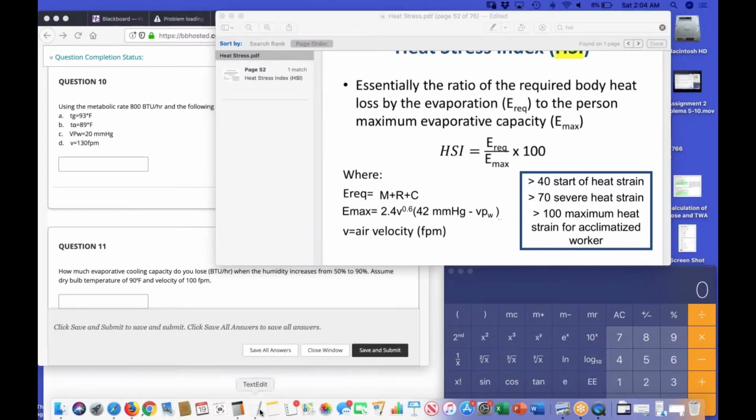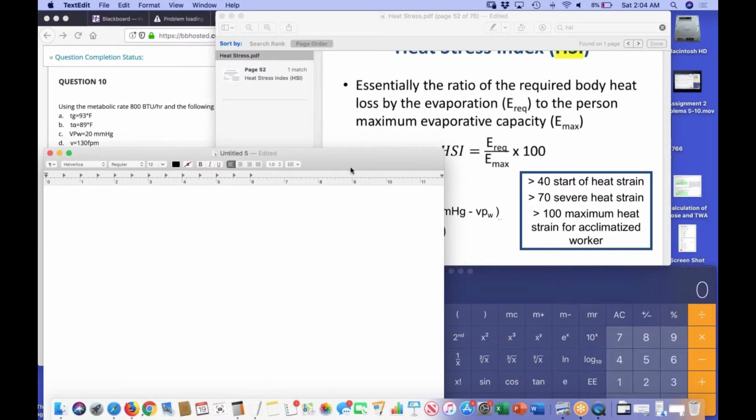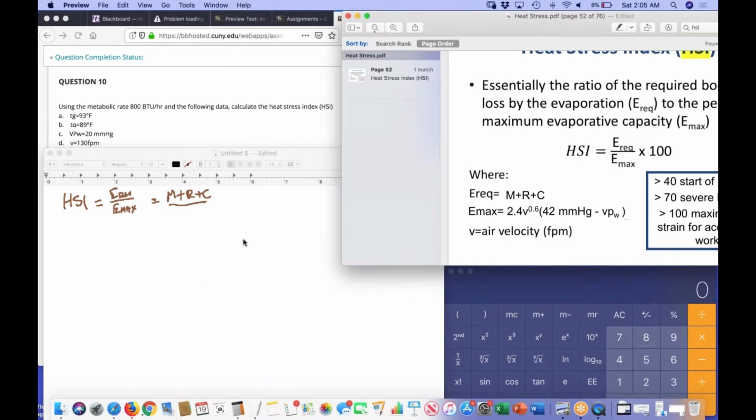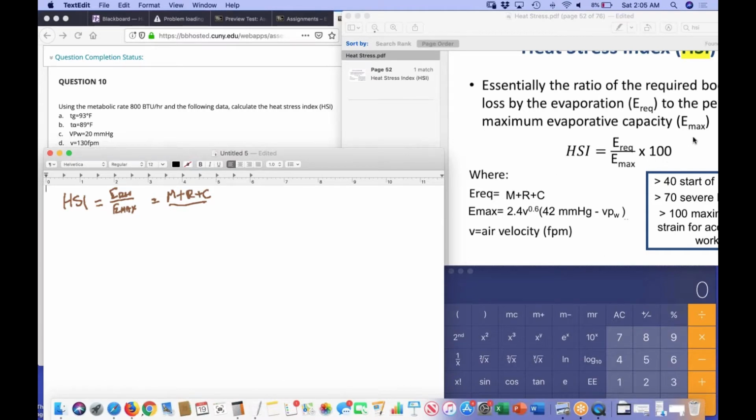Okay, so I'm going to pick up my page and let's get started here. I'm going to try and summarize this a bit so we don't run out of space. The heat stress index is going to be equal to the E required over the E max times 100. I'm leaving the 100 out of this for the moment. That's going to be equal to the metabolic rate plus R plus C over, and let's calculate this right now, the maximum amount of cooling that we can get from evaporation.